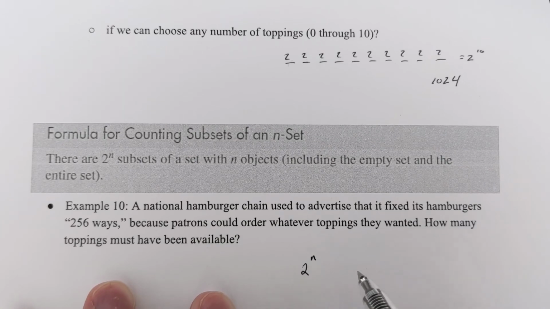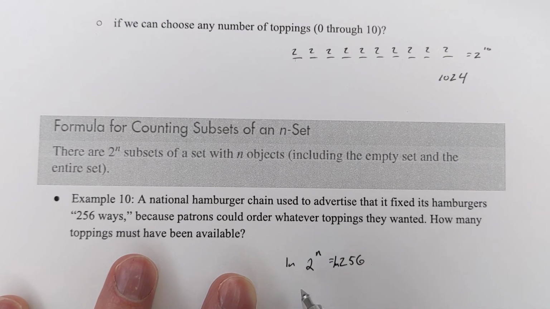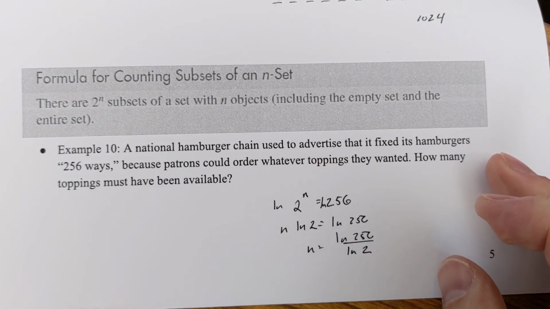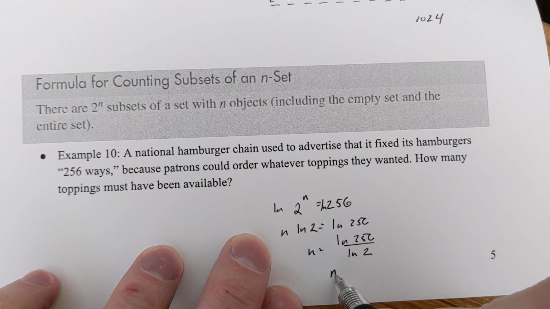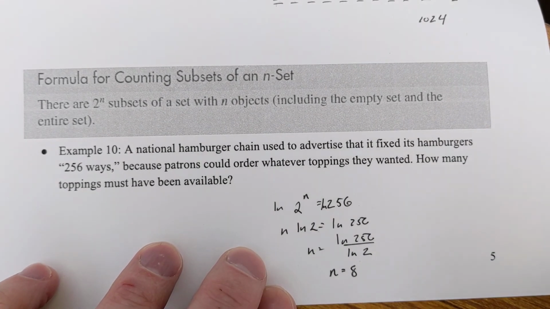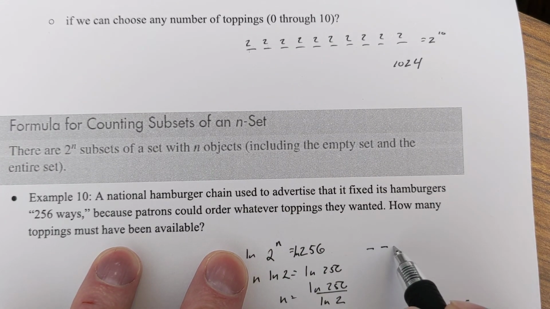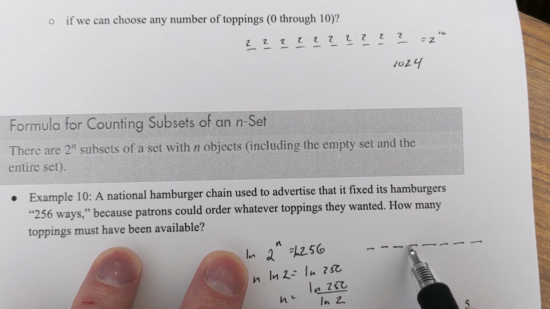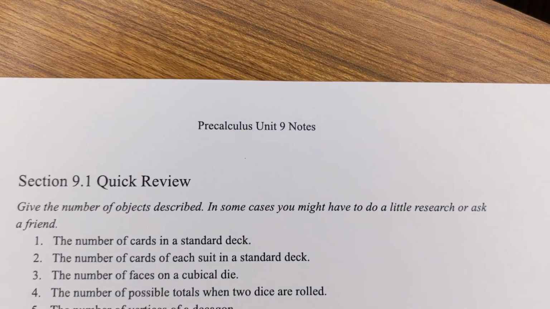So 2 to some power, the number of toppings I have, is equal to 256. So to get the exponential, we're going to take a log of both sides. So n ln 2 is equal to ln of 256. So I'd have the natural log, now you could have used the common log, of 256 divided by the natural log of 2 gives you 8. So in order to have 256 different hamburgers, they only had to have 8 toppings total, because you could say yes or no to each of them. Now if you think about it, 2, 4, 8, 16, 32, 64, 128, 256. 1, 2, 3, 4, 5, 6, 7, 8 possible choices you have to make. And since each one has 2, you just keep doubling. And that is just at the end of the section.